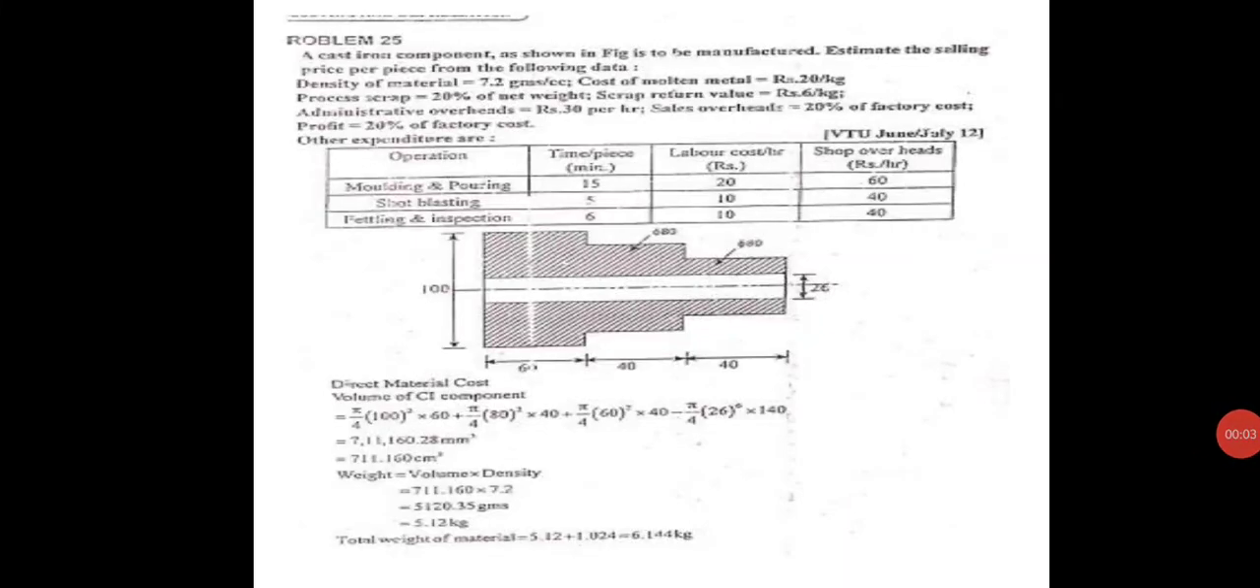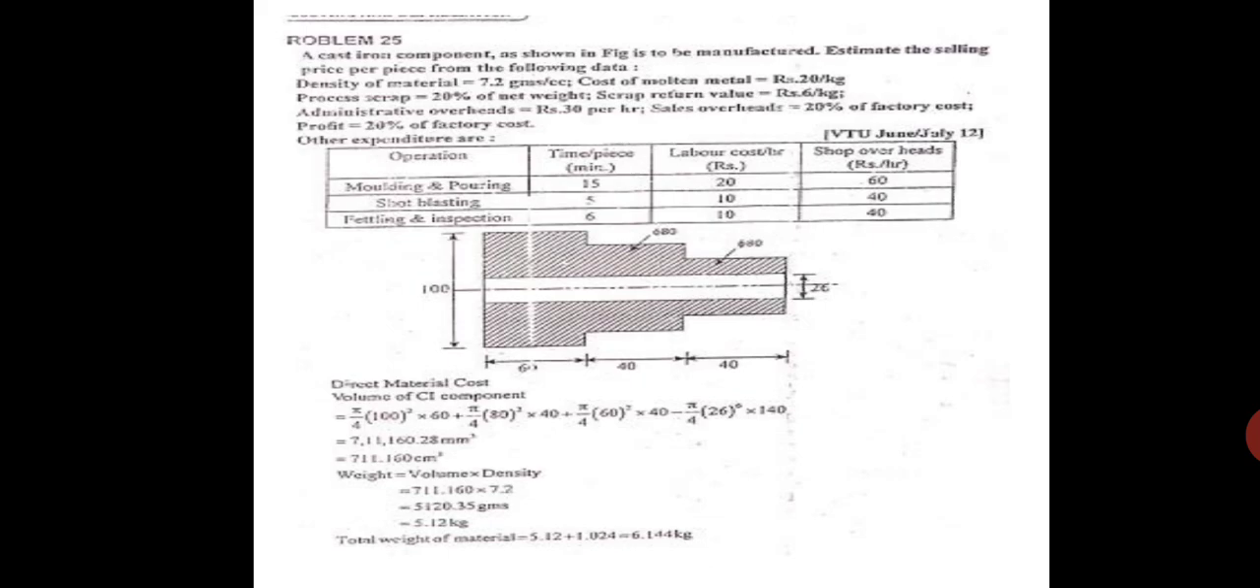Hello students, now we shall look at one more numerical problem. The first problem we saw was only to calculate the volume of the material, and then you found out the mass of the material and the rate of the item, because the density was given and the price per kg was given. In this numerical we go beyond that.